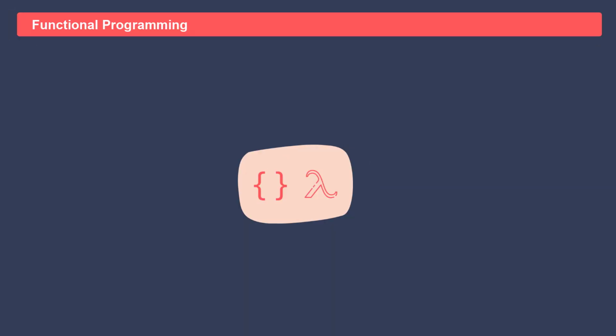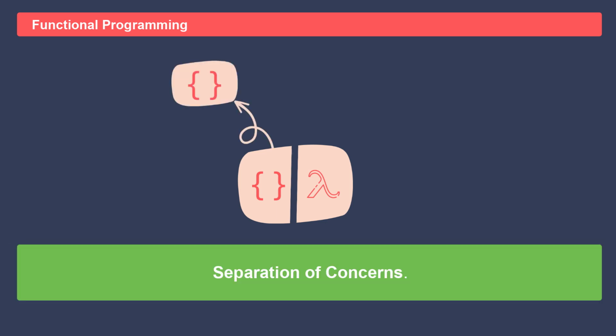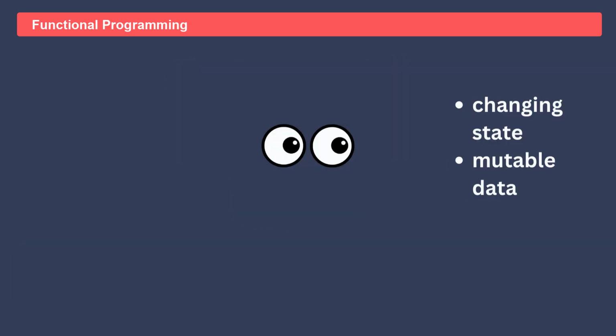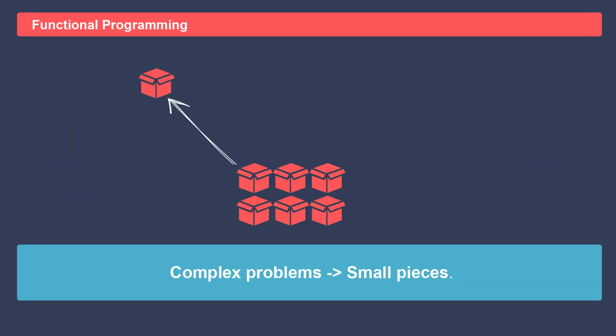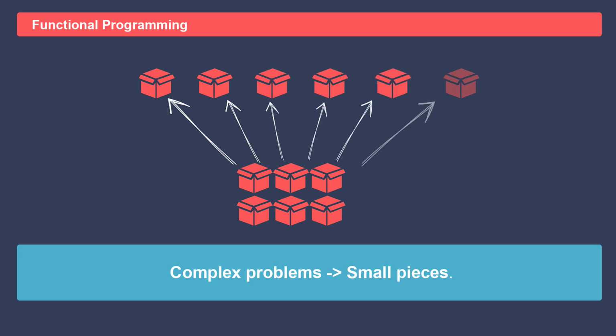Functional programming is all about the separation of concerns, meaning separation of data and functions. Instead of focusing on changing the state and mutable data, we shift our attention to composing functions and processing immutable data structures. It's a paradigm that encourages us to break down complex problems into small, manageable pieces.